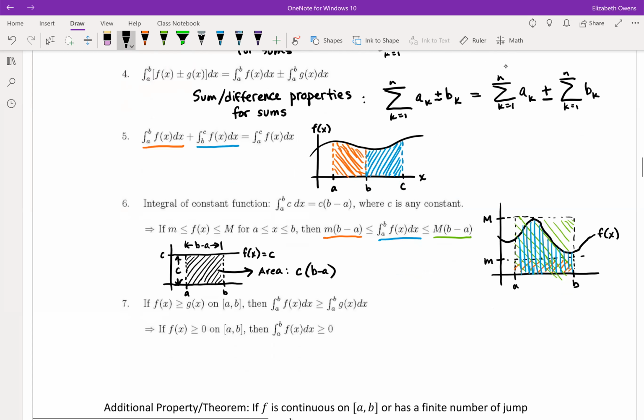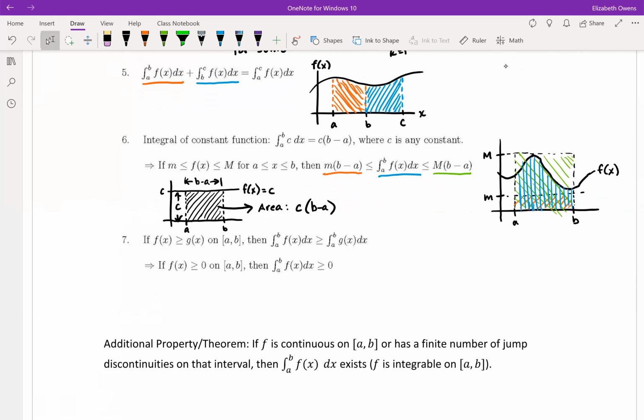Okay, now property 7 here also follows a similar idea. It's just got two functions now. If your function f of x is greater than or equal to g of x on the interval from a to b, let's sketch that.